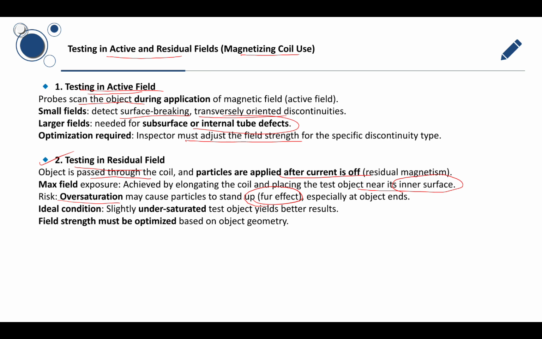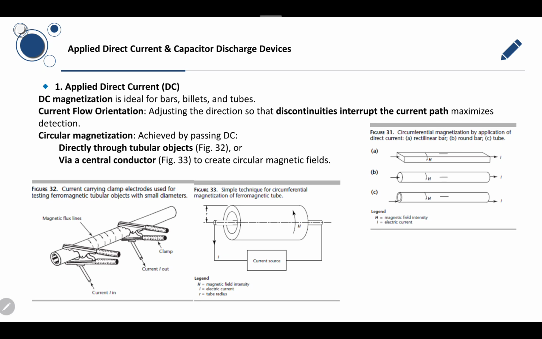The ideal condition for residual field testing is a slightly undersaturated test object, which generally yields better results by preventing the fur effect. The field strength must always be optimized based on the object's geometry. This is the testing in residual field. Let's move on to the next slide.